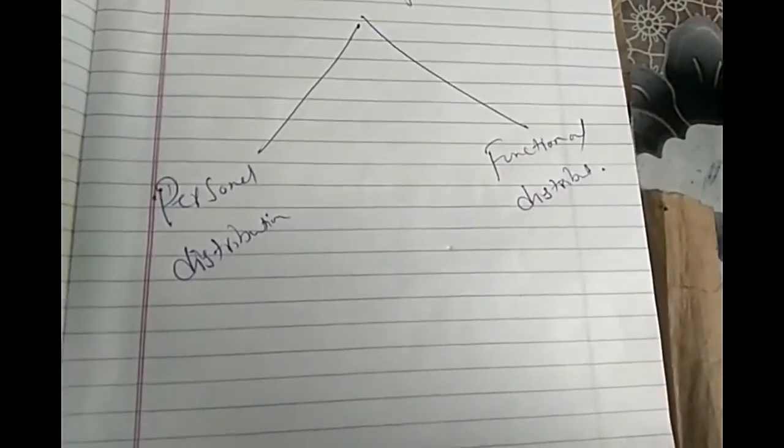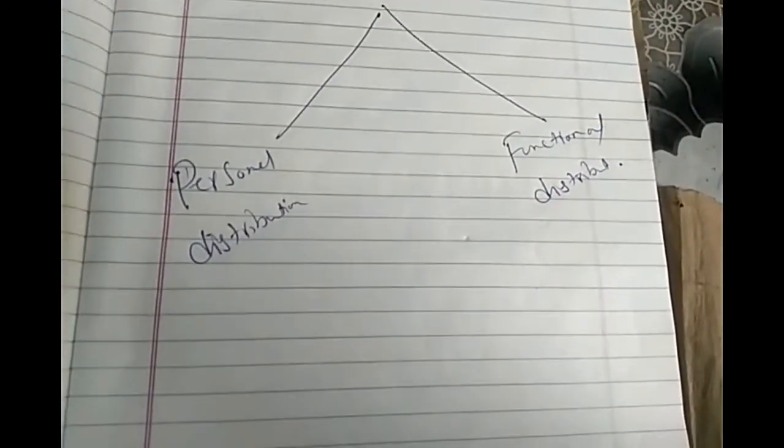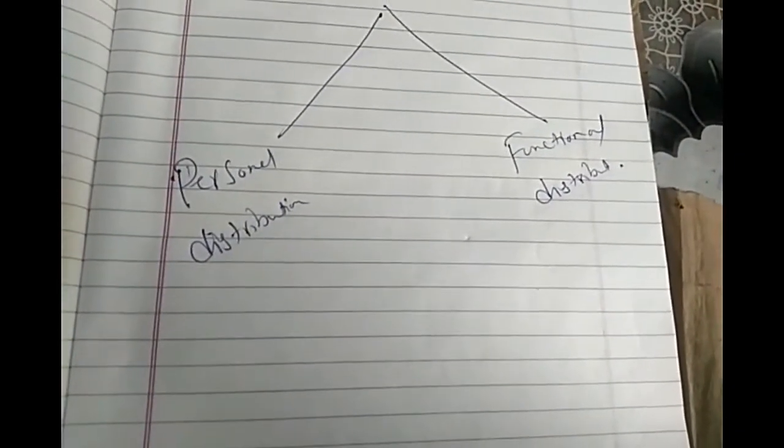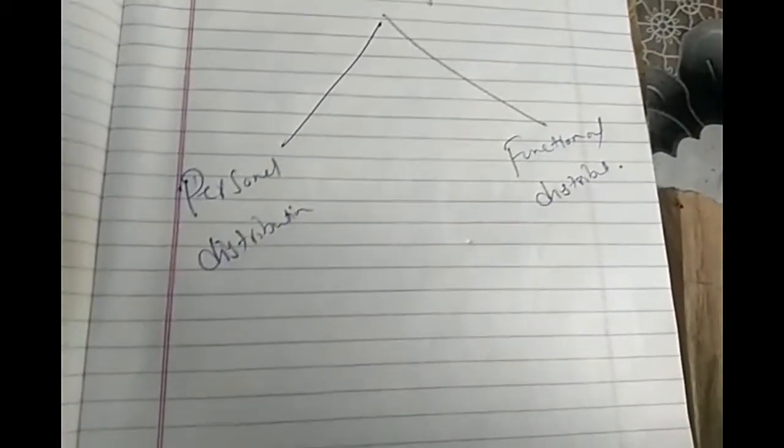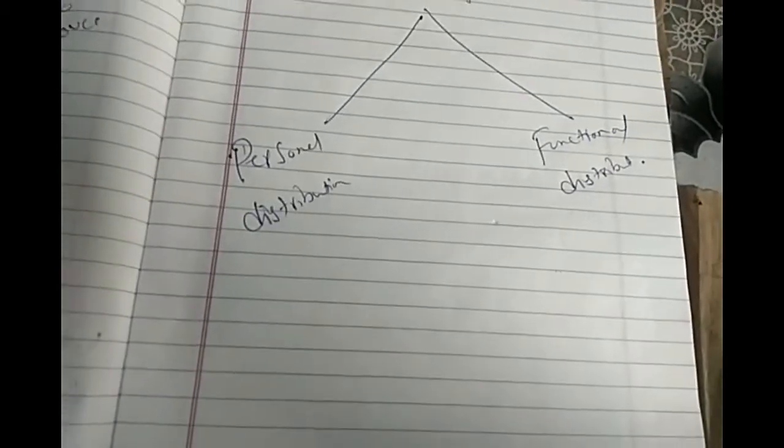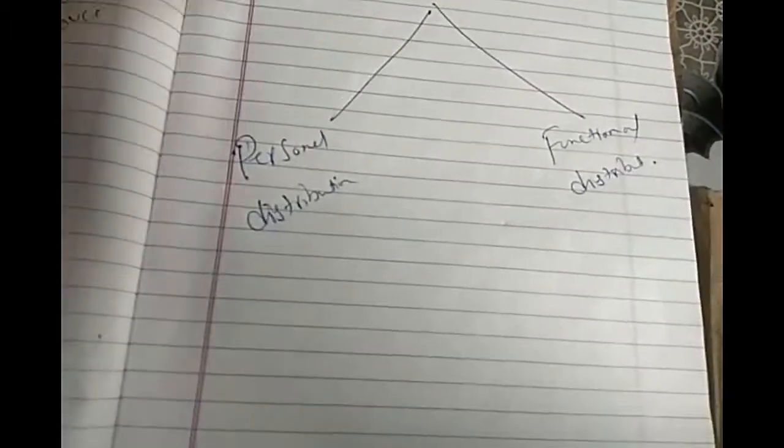And functional distribution involves deciding the share of different factors of production. It means from different sectors, how much they are contributing in GDP. Those who are contributing more in GDP will get more. Those who are contributing less in GDP will get less, as they are getting less income.